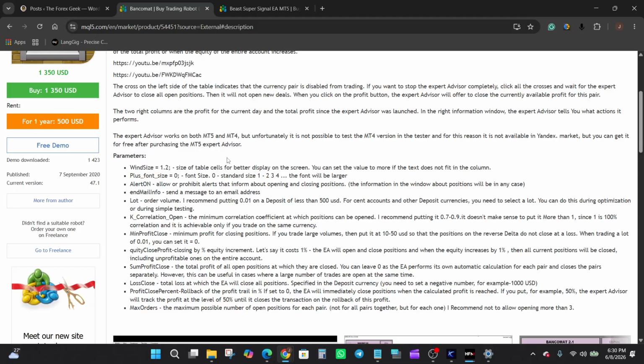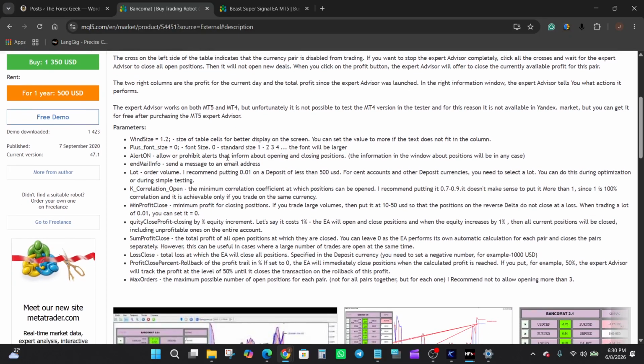Another interesting feature is the correlation setting. The EA allows traders to specify a minimum correlation coefficient before positions can be opened. According to the developer, this value typically ranges between 0.7 and 0.9, suggesting that correlation plays an important role in how trading opportunities are selected.